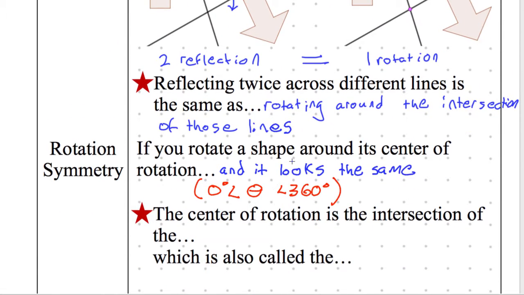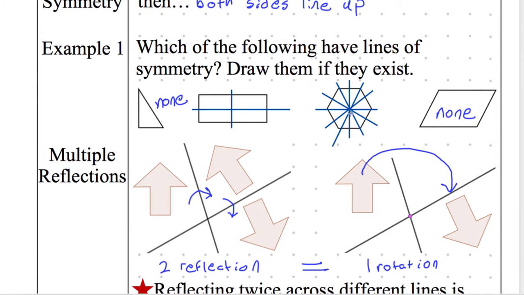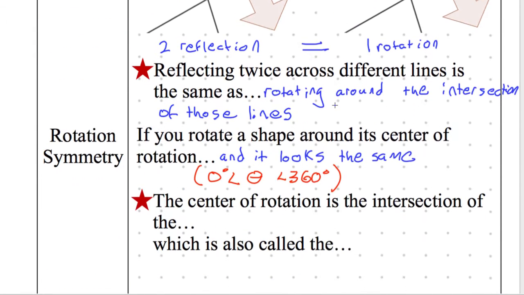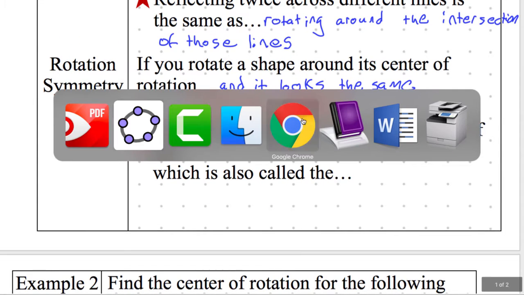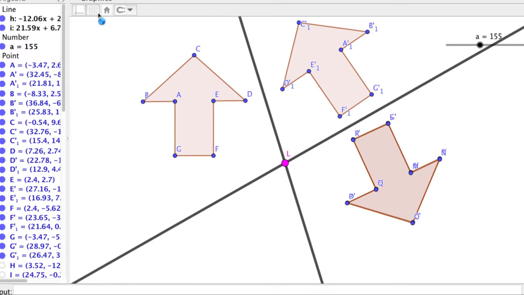For example, if I looked at my hexagon, if I were to rotate 60 degrees, this hexagon would rotate onto itself. I guess I really need to show you an example. Do I have an example down here? Not quite. Let's see if I can make one really quick with GeoGebra.